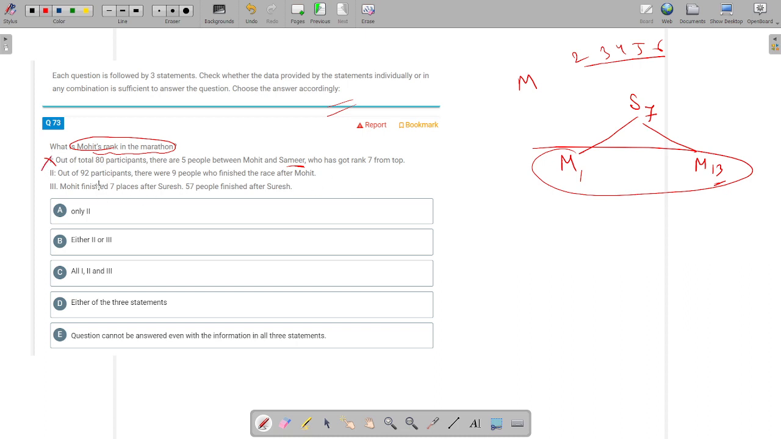Statement 2: out of 92 participants, there were 9 people who finished the race after Mohit. Yes, very fair enough, we can easily find out. We know that there were a total of 92 participants and 9 were after Mohit, so we can determine the rank of Mohit. So 2 alone can help us to determine.